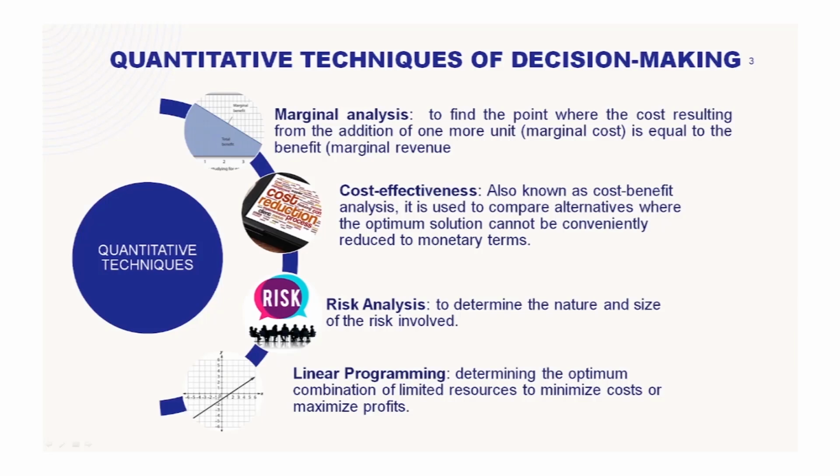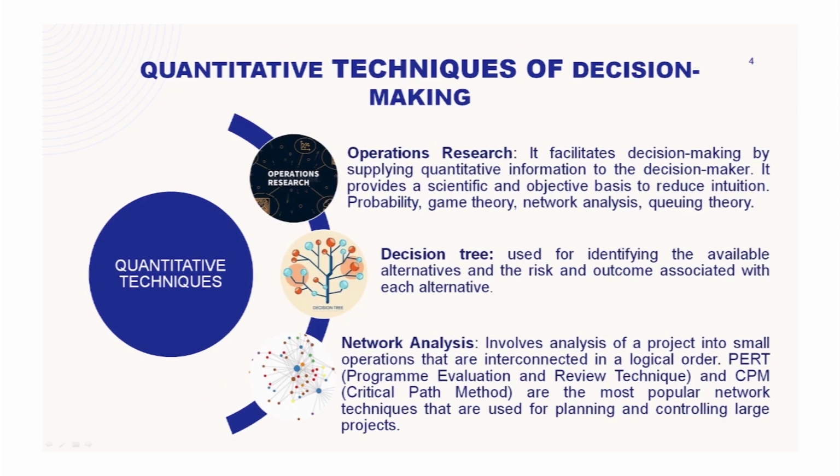Now there are different methods derived under the quantitative technique for decision making. As you can see in this slide, the very first one is the marginal method. Second is cost effectiveness. Third is risk analysis. Fourth is linear programming. These are some of the methods. Again, in the quantitative methods, the next ones are operations research, decision tree, and network analysis.